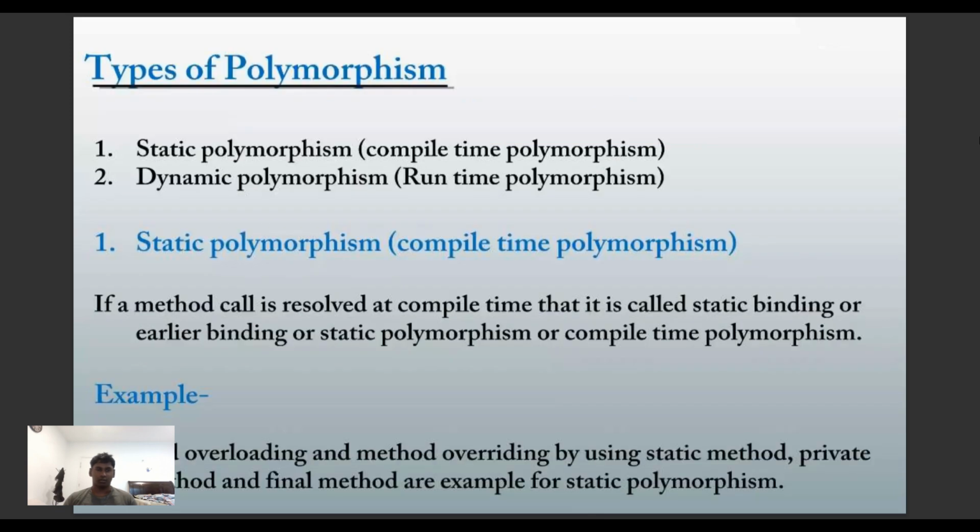Types of polymorphism. There are two main types of polymorphism: static polymorphism or compile time polymorphism, and dynamic polymorphism or runtime polymorphism. Static polymorphism. If a method call is resolved at compile time, it is called static binding or early binding or static polymorphism or compile time polymorphism. For example, method overloading and method overriding by using static method, private method, and final method are an example for static polymorphism.